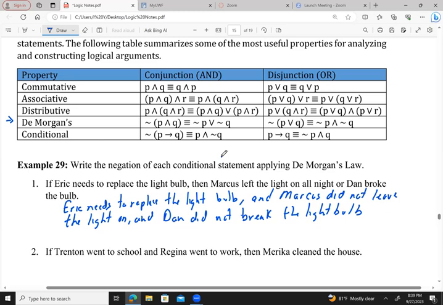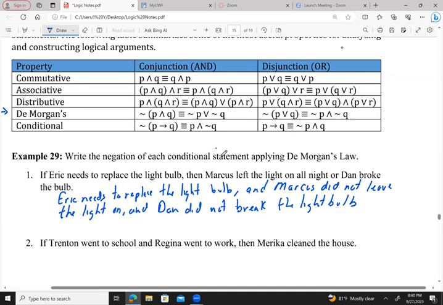So we have P, then Q, where Q is Q or R, and it breaks down like that.